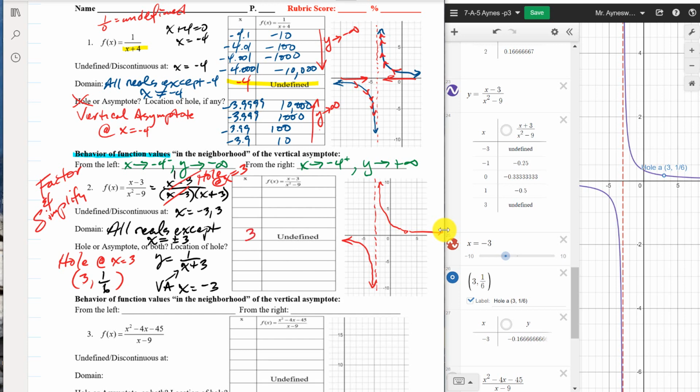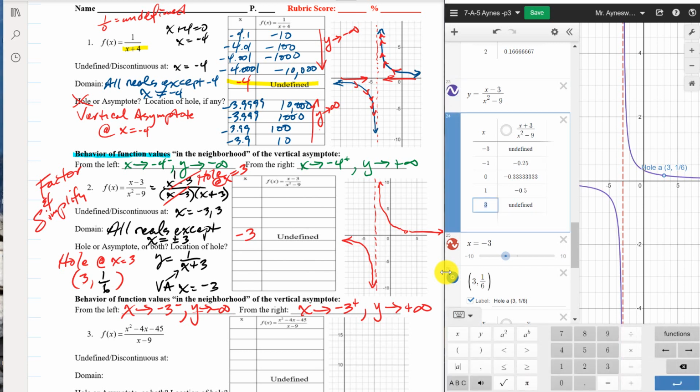It's undefined at negative 3. Coming in from the left side of negative 3, the function is going down without bound. So as x approaches negative 3 from the left, y is going towards negative infinity. On the right, the function is going up. So as x approaches negative 3 from the right-hand side, y is approaching positive infinity because it's going way up.